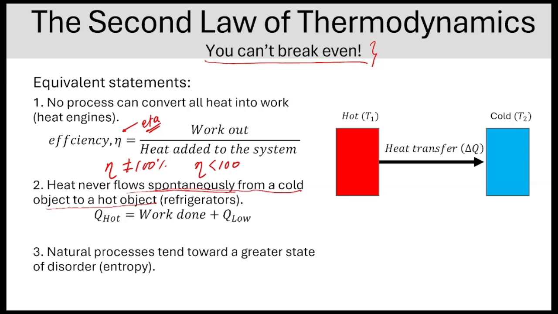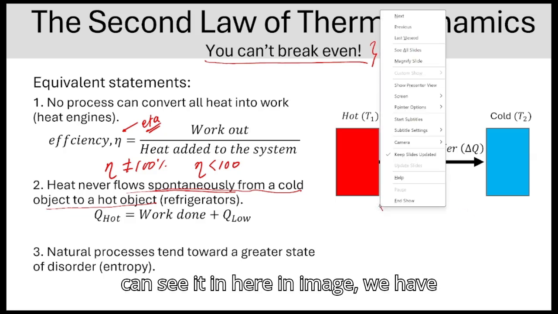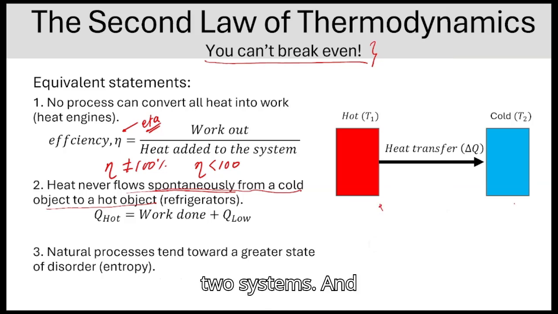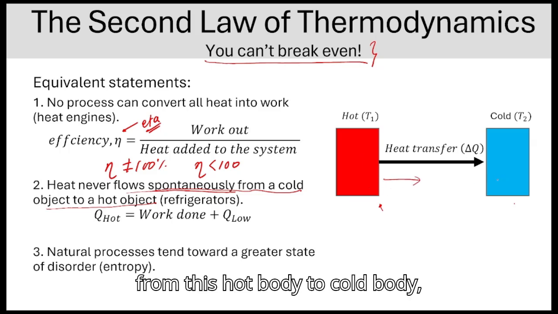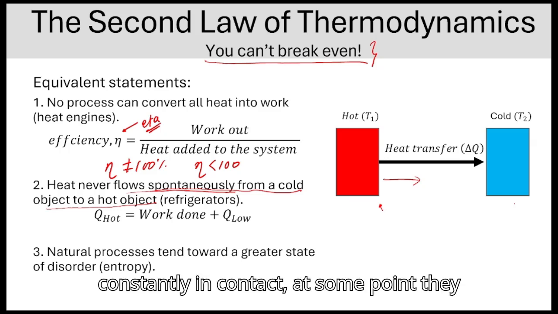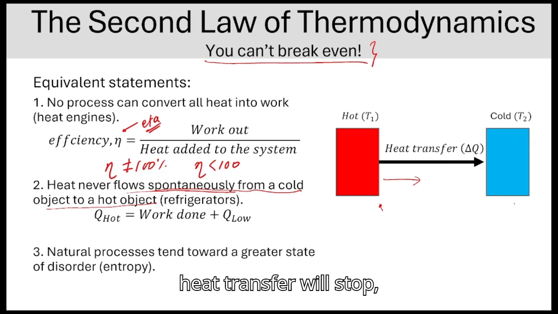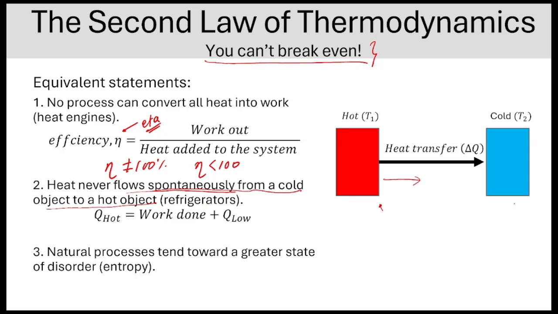So naturally, if we have two systems, as we can see in the image, one is hot and one is cold, and the heat energy is transferred from the hot body to the cold body. If they are constantly in contact, at some point they will reach the same temperature and the heat transfer will stop, and that point is called the equilibrium condition.